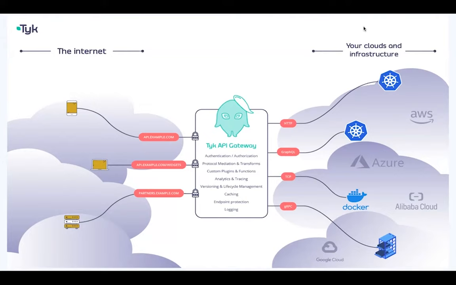We're able to configure things like protocol mediation and transformation between, say, XML and JSON, to perform content-based routing. There's also an analytics dashboard, so administrators are able to go in and see how the APIs are being used and if there's any issues that need to be looked into. And there's a full versioning and lifecycle management capability as well.